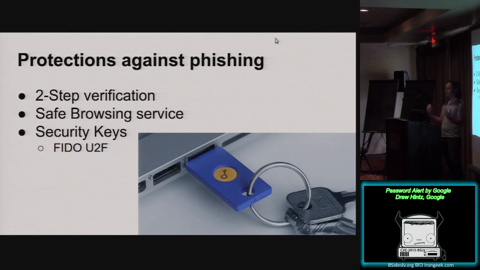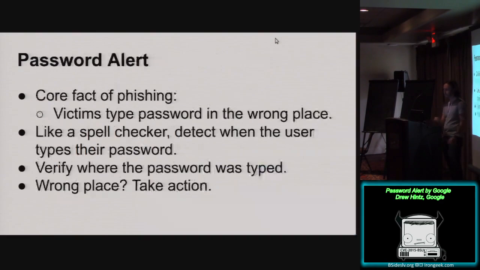So I created a tool to bridge the gap between the two before we had security keys rolled out to everyone. The idea with Password Alert is that it relies on the core fact of phishing: a target becomes a victim when they type their password into the wrong website. When they get that phishing website, they put their password in and they don't realize it's not the real login page. So similar to a spell checker, Password Alert will detect whenever the user types their password. Whenever it detects the password, it checks the URL and says, hey, is this actually the legitimate website or not? And if it's the wrong place, then it goes out and takes action.